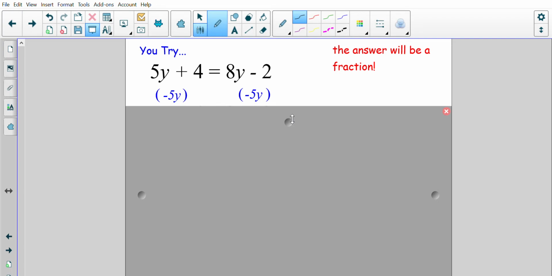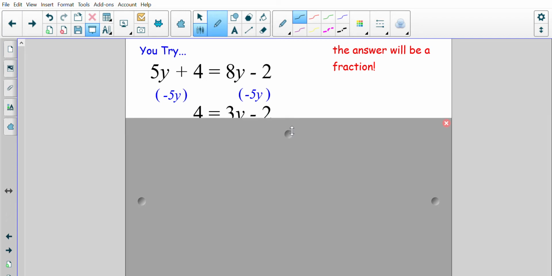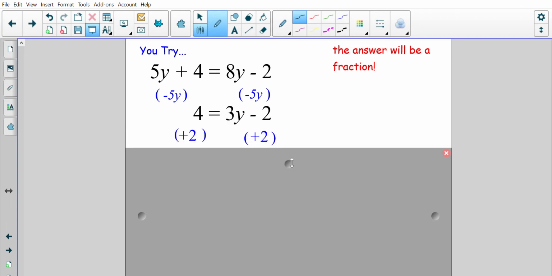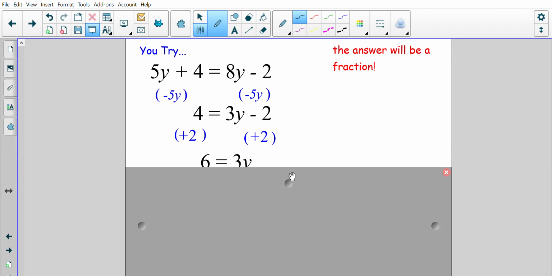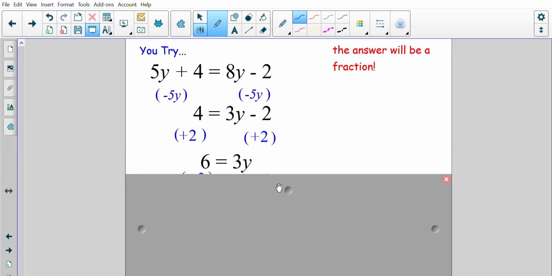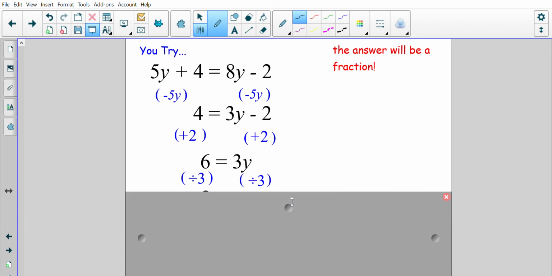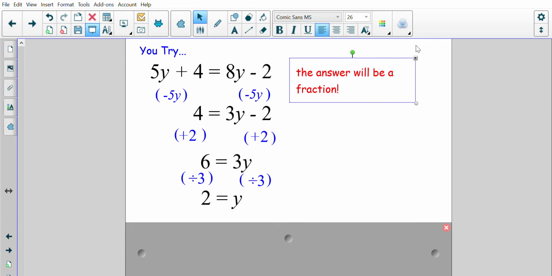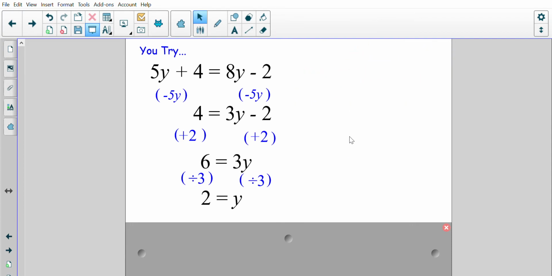So first of all, combine the y terms by subtracting the smaller amount of y, so we subtract 5y from each side. Now we want to get the y on its own on the right hand side, so we're going to start by adding 2 to each side. And then finally we want to get rid of that multiplied by 3, so we're going to divide by 3. And oh, the answer is not a fraction. That was a little bit misleading, so sorry about that.